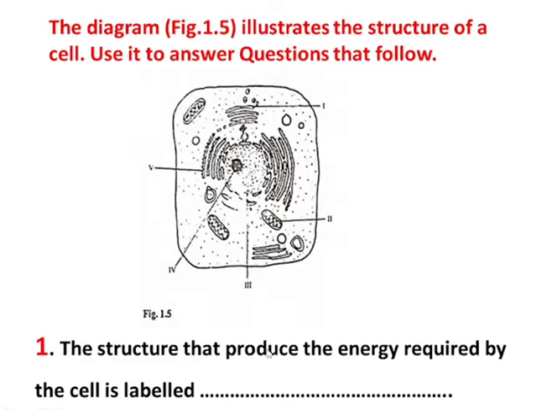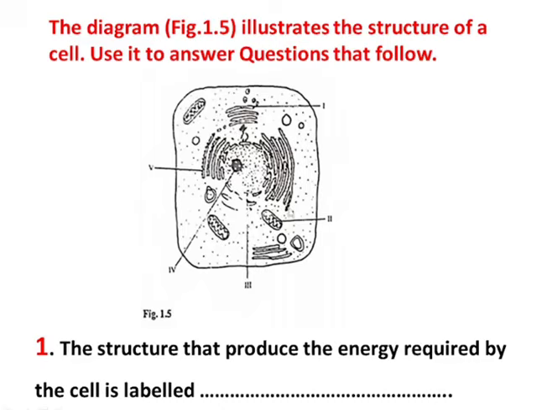The structure that produces the energy required by the cell is labeled dash. So we need to identify the structure that produces the energy needed by the cell. So we have the part labeled 1 right here. The part labeled 1 is the Golgi apparatus, and the part labeled 2 is the mitochondria or mitochondrion. The part labeled 3 is the cytoplasm. Then the part labeled 4 is the nucleus, and the part labeled 5 is the rough endoplasmic reticulum.